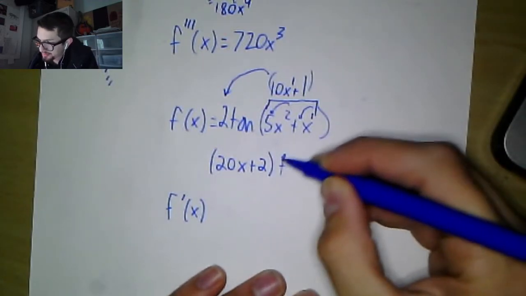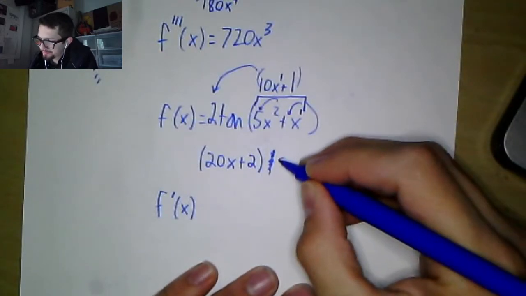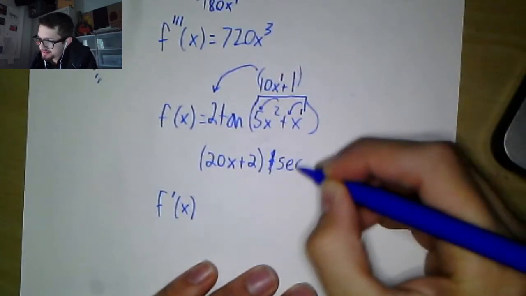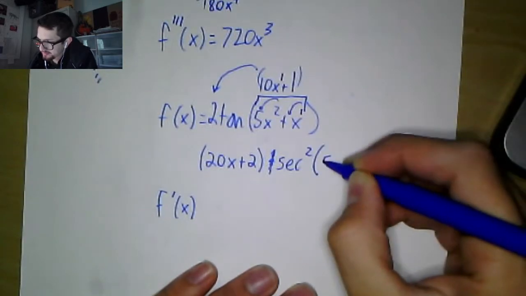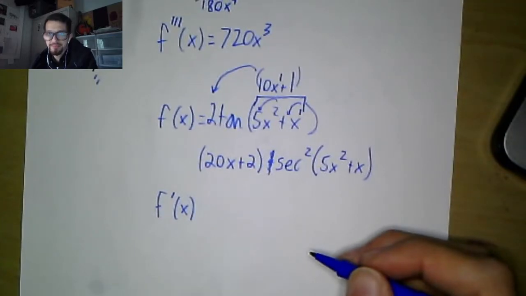Tangent. No, I'm sorry. What's the derivative of tangent? It's secant squared. So that secant squared 5x squared plus x. The end.